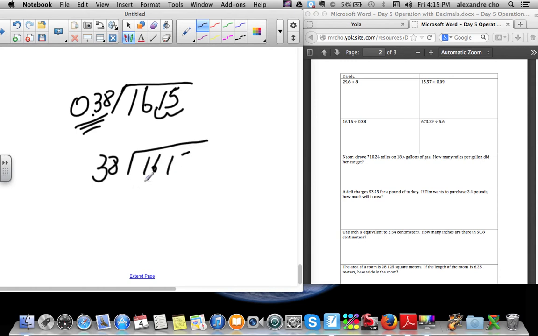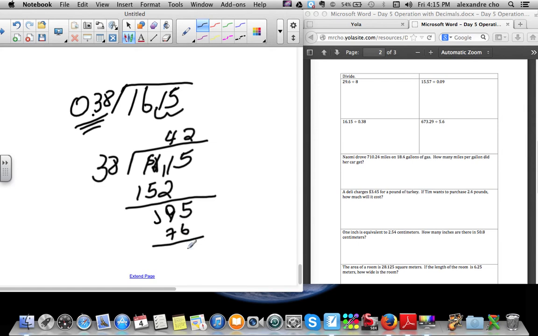1,615. 38 does not go into 1, does not go into 16, but it goes into 161 about 5 times, maybe, no, 4 times. Yeah, 4 times I think I'll do it. So 4 times 8 is 32, goes 3, 12, and then you got 15. If you subtract, this becomes a 5, this becomes 11, that's a 9. Bring down the 5. 38 goes into 95 2 times, which is 76.